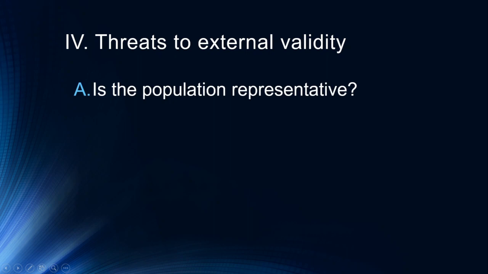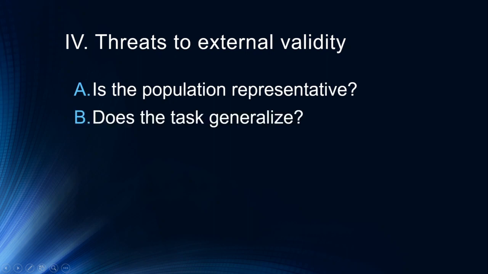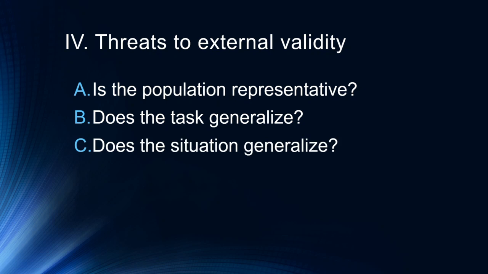So threats to external validity, all the same ones as with the experiment. Do we have a representative population? Does whatever we're doing generalize outside of the experiment? Does the situation itself generalize?